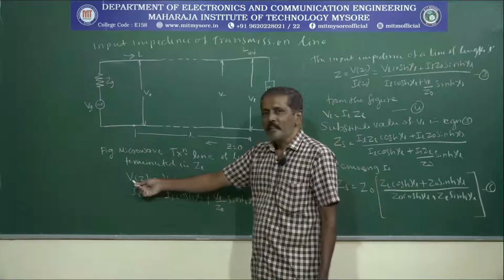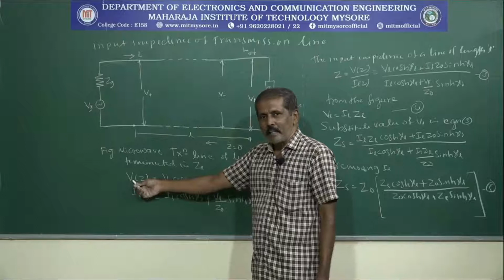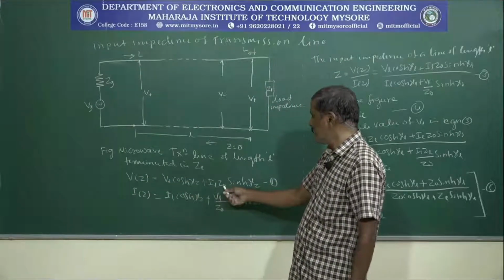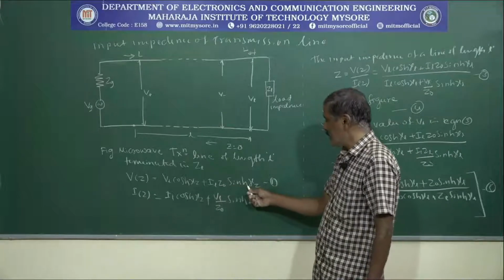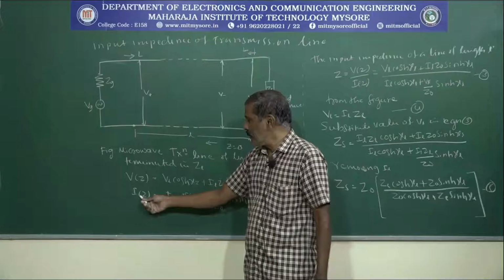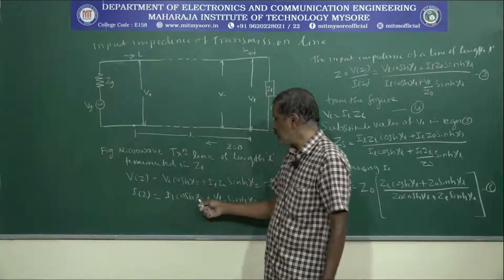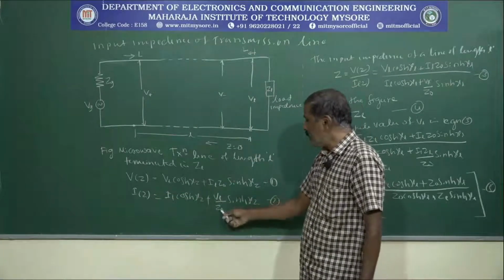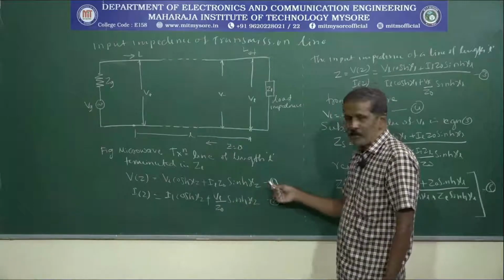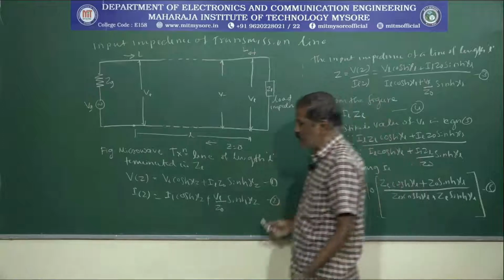The voltage is given by V of Z is equal to VL cosh of gamma Z plus IL into Z naught into sinh of gamma Z, and the current is given by I of Z is equal to IL cosh of gamma Z plus VL divided by Z naught into sinh of gamma Z. Call these equation number 1 and equation number 2.